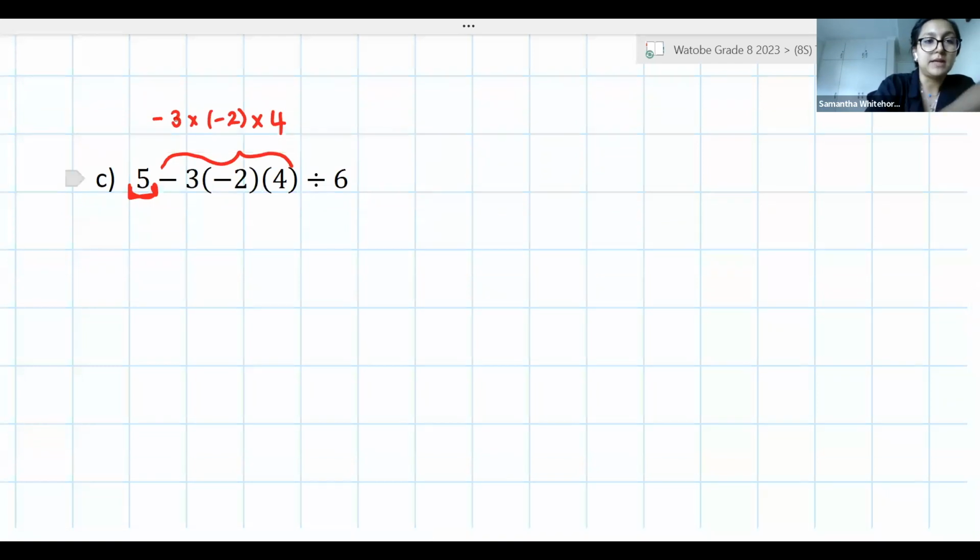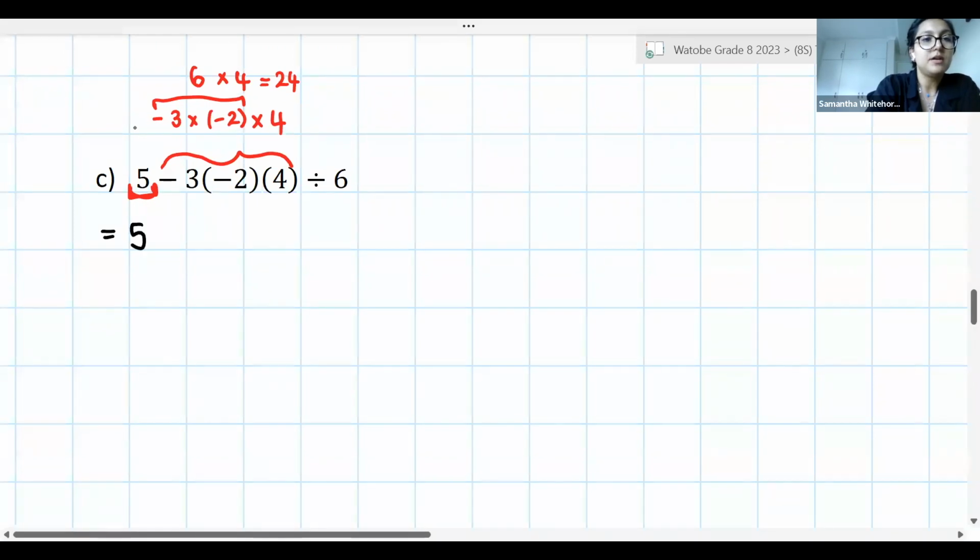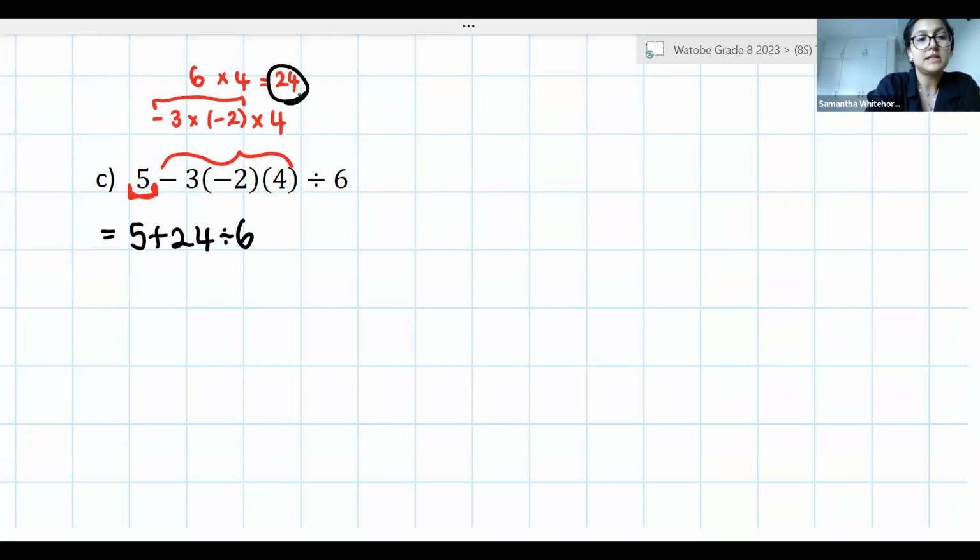So when I start my multiplication, I'm going to start by saying negative 3 times negative 2. Negative times a negative is a positive, and 2 times 3 is 6. I still need to multiply that with the 4, and we know that 6 times 4 is 24. So now I've got my expression of 5. Remember, we've done all of the multiplication and we've got a positive 24 as our answer. So plus 24 divided by 6.